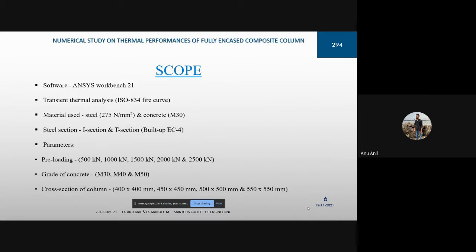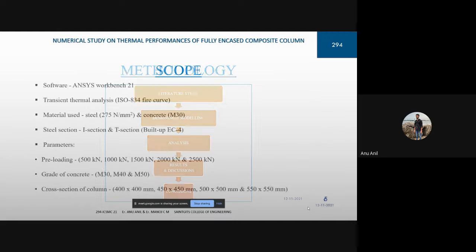Here the ISO 834 fire curve was used as the thermal load. The materials used were steel and concrete of M30 grade. The steel sections were built up using Eurocode 4, and the parameters were preloading of 500, 1000, 1500, 2000, and 2500 kN, grade of concrete of M30, M40, and M50, and cross section of column varied as 400 by 400, 450 by 450, 500 by 500, and 550 by 550.